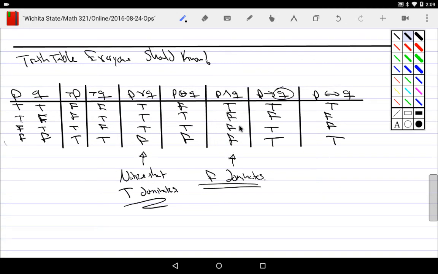And why are there so many falses under and? Because false dominates. Why are there so many trues under or? Because true dominates under or. What does negation do? It flips. You have to understand how all of the logic works on all of the English sentences. And so, yes, these are symbolic representations, but they're symbolic representations of actual conversations using declarative sentences that are true or false, but not both.